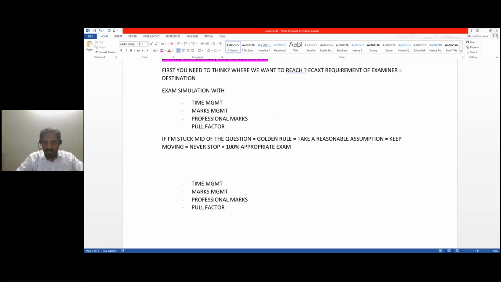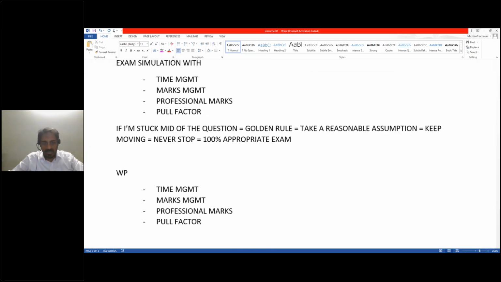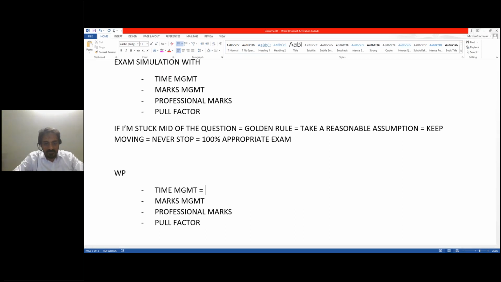Here about West Parley. So time management, 90 minutes. Marks management, that's called 20 for calculation, 26 for theory, 4 for professional marks. So have to allocate the time and marks accordingly.